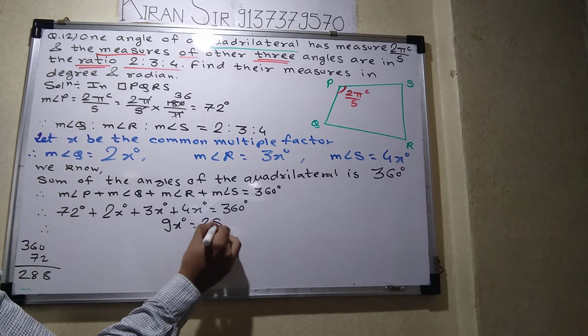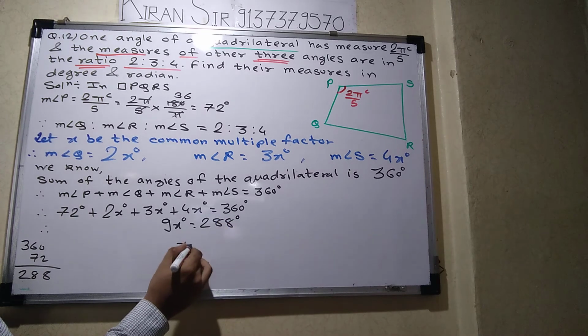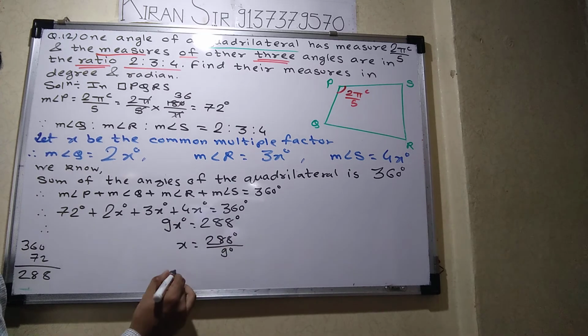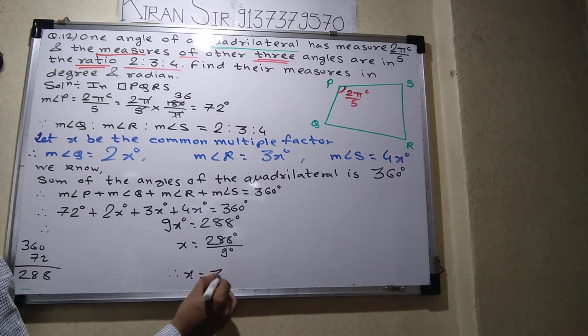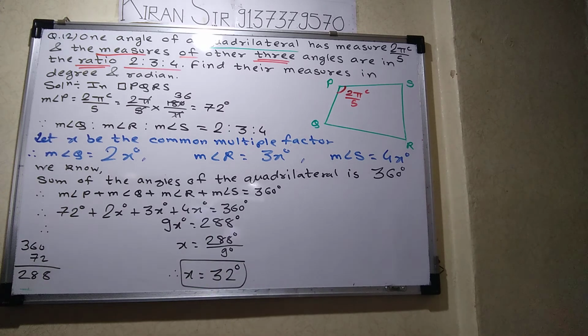Yes, 288 degrees. So what is x? x equals 288 degrees upon 9 degrees. So 9 3s are 27, 9 2s are 18. So what is x equal to? 32 degrees. Understood? Yeah. Okay.